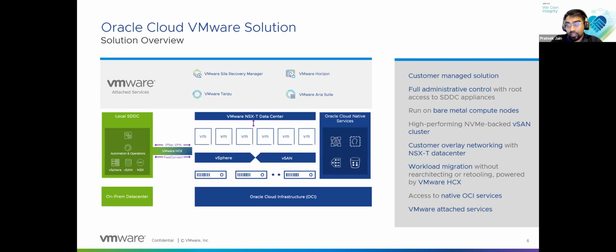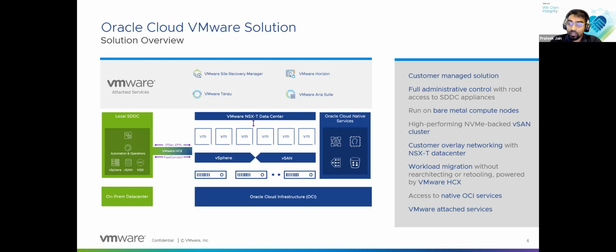Now, how does it do that? Basically, OCVS is a replica of your on-premises software-defined data center running in Oracle Cloud. When I say replica, Oracle Cloud gives you the complete control and the complete management of your software-defined data center, even though it's running in the cloud. With OCVS, you would be able to get the root credentials and full administrative control of your entire fleet of SDDC, which is running in cloud.